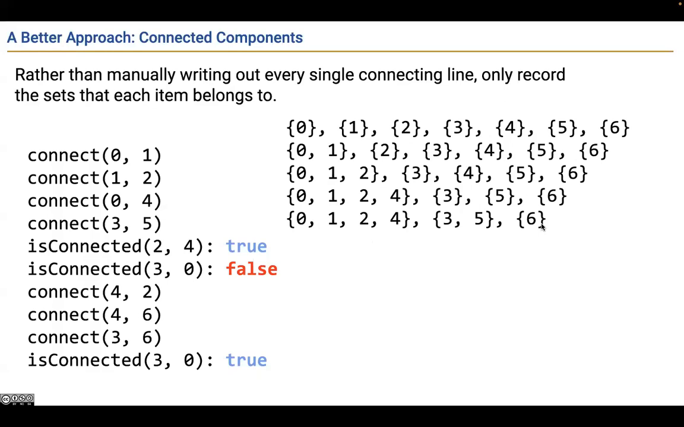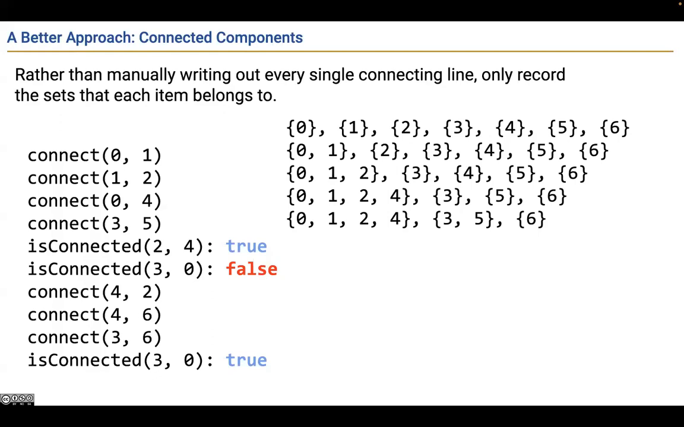So now if I ask the question, are 2 and 4 connected? 2 and 4, you are part of the same team, so it must be true. And 3 and 0, you are part of different teams, so you must be false. So this seems a little bit easier to keep track of than the lines from before.